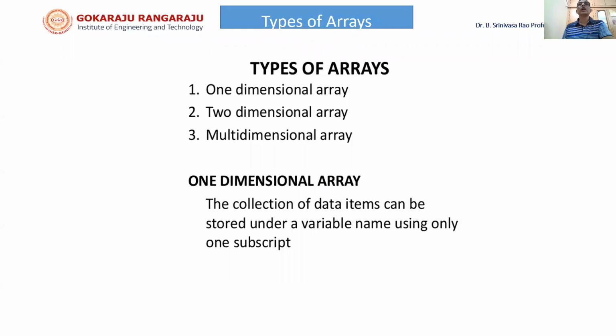Now, types of arrays. The arrays are classified as mainly two types, one-dimensional array and multi-dimensional array. If an array consists of only one subscript or one index, it is known as one-dimensional array. And if the subscripts or indices are more than one, they are said to be multi-dimensional arrays. However, conveniently, we discuss in detail about the two-dimensional array, which is a special case of multi-dimensional arrays.